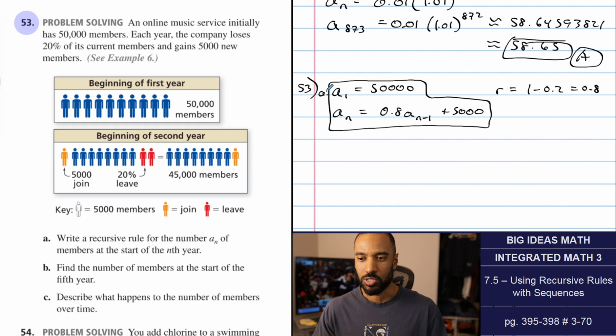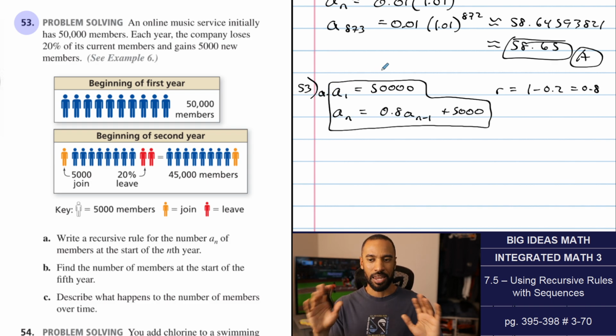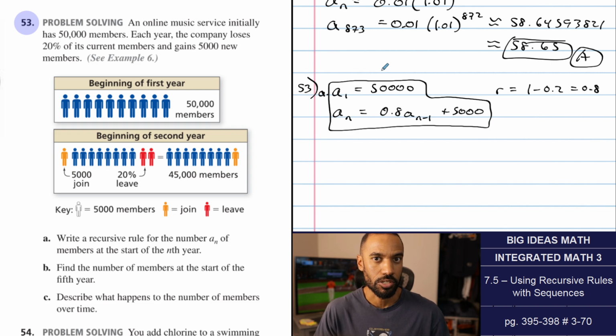That algorithmic total is happening. You lose 20%, but also gain 5,000 of them. And it kind of changes. I could confirm that the next number would be 45,000 because 20% loss of 50,000 is 10,000 members lost. So that's 40,000. But then you add 5,000 to get 45,000. So that tracks. Part B.